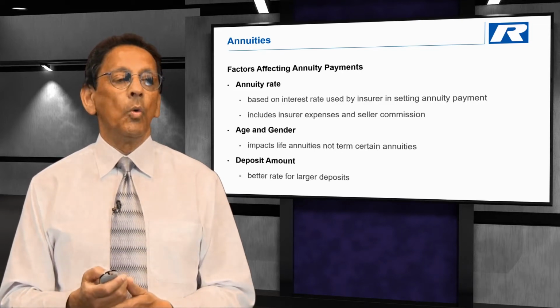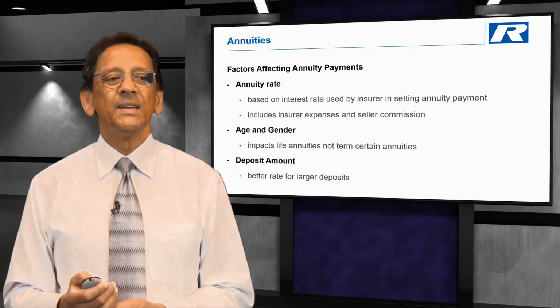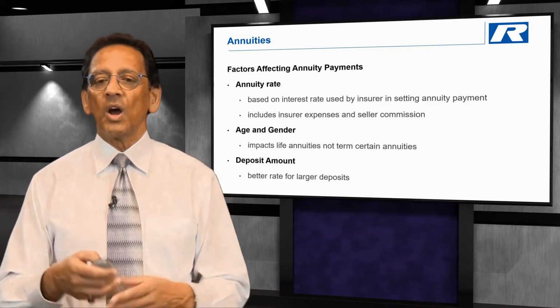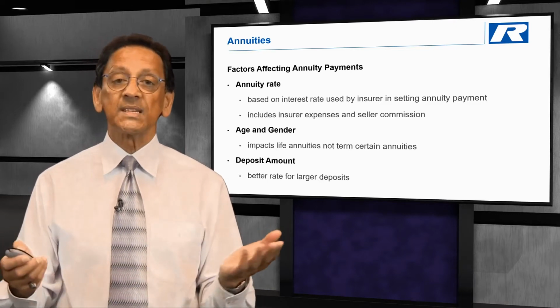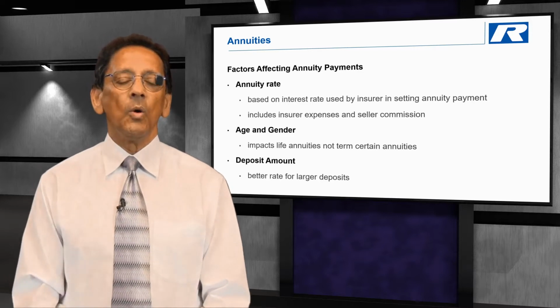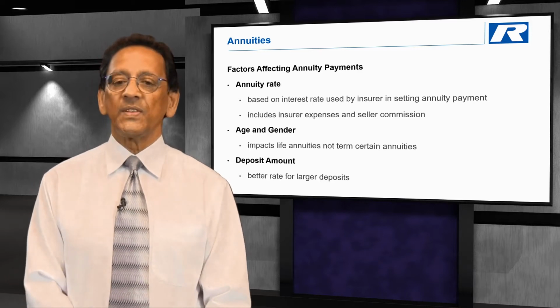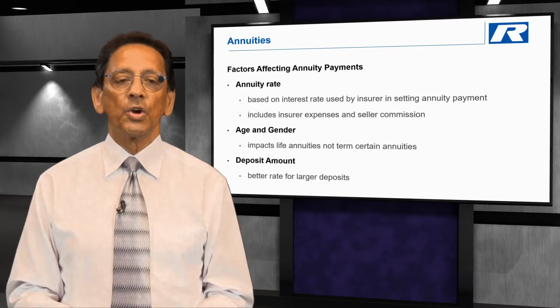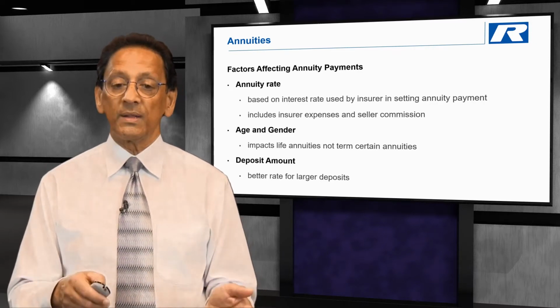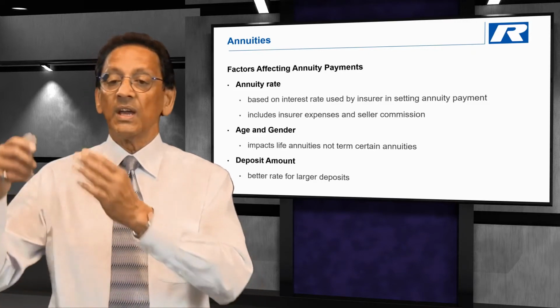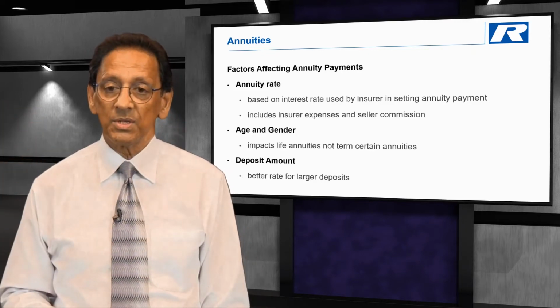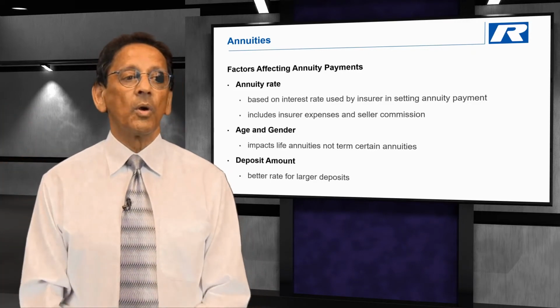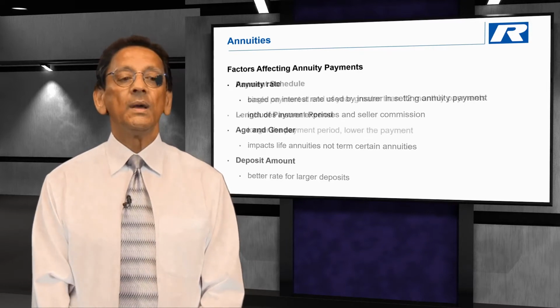Okay? So in addition to that, you usually get a better rate for larger deposits. I guess it's a bit of a discount for volume. And so if you buy an annuity with $50,000 as your deposit, you're not going to get as good a rate in the calculation as if you gave them $500,000. So there's a better rate for larger deposits.